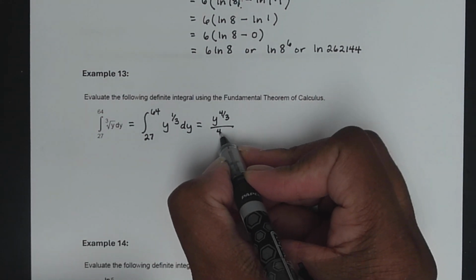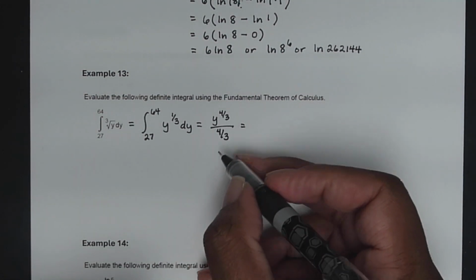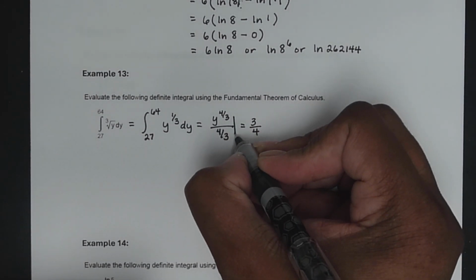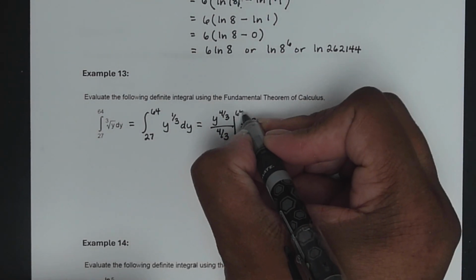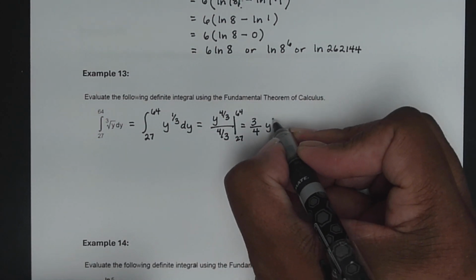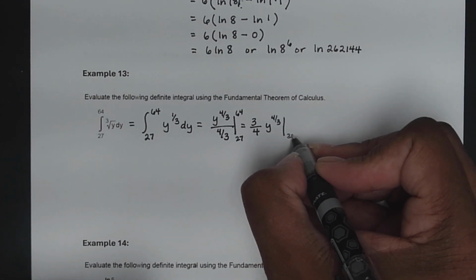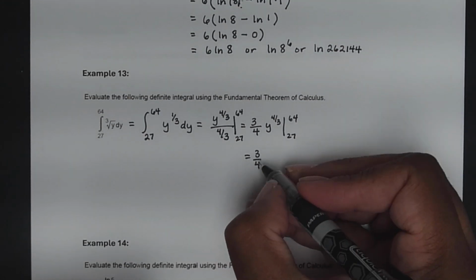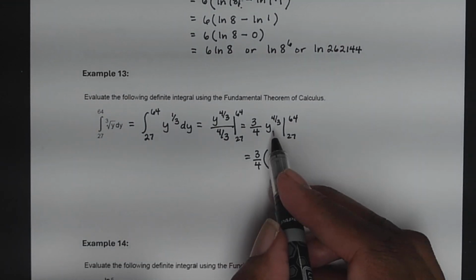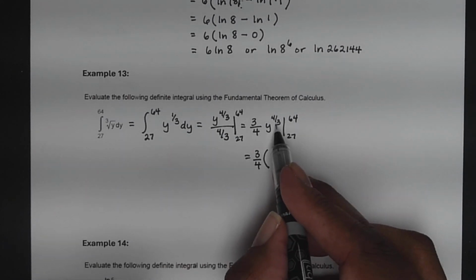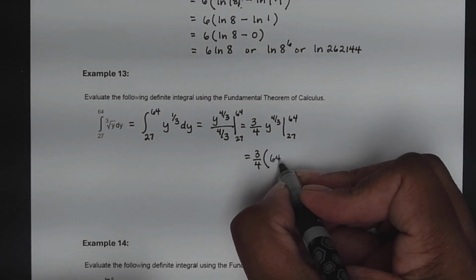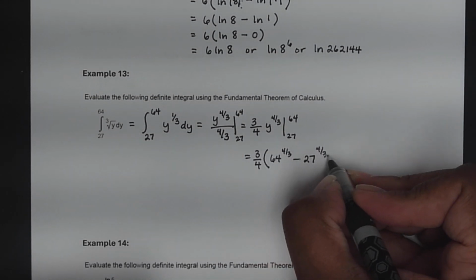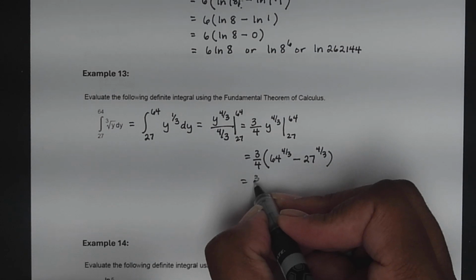divided by that new exponent of 4/3. All right, and then the reciprocal of 4/3 will be 3/4. By the way, this will be from 27 to 64. So it'll be 3/4 y to the 4/3, and this will be from 27 to 64. And I'm just going to focus on the y to the 4/3. So I'm going to pull the 3/4 out and just do this. Upper limit minus the lower limit. So this will be 64 to the 4/3 minus the lower limit, 27 to the 4/3. Bring the 3/4 down.